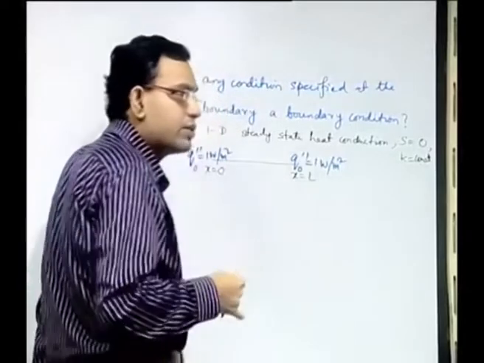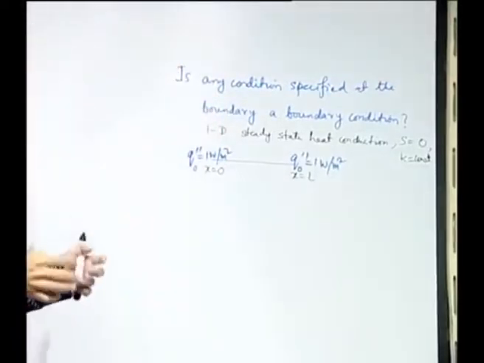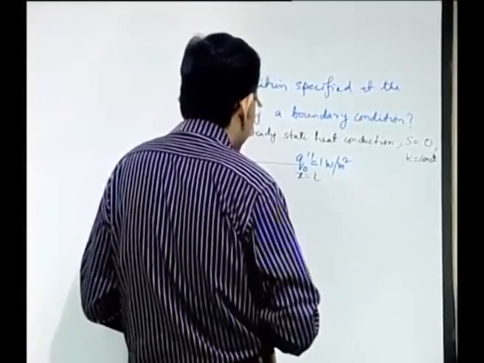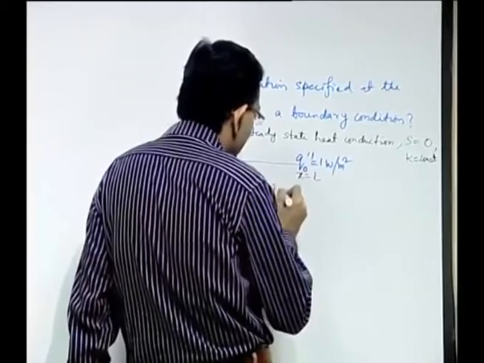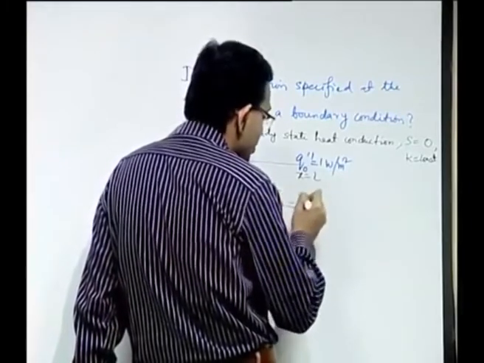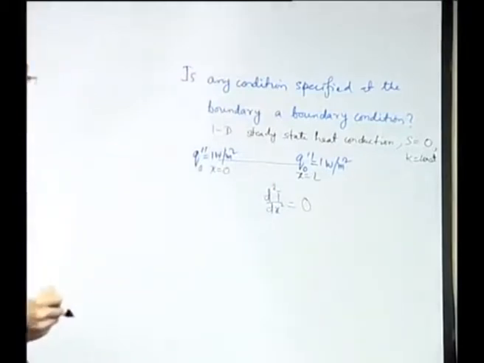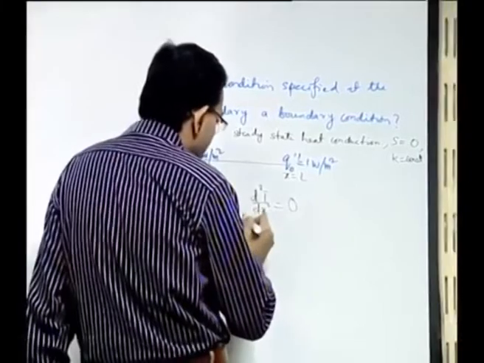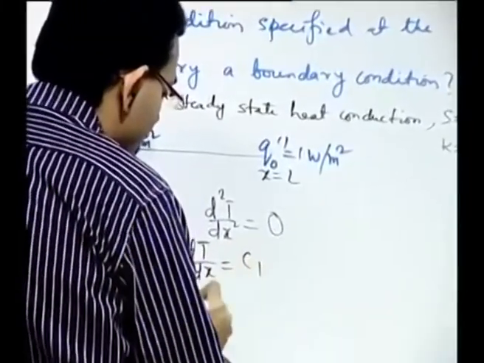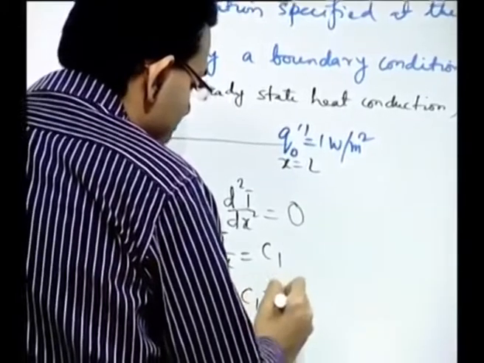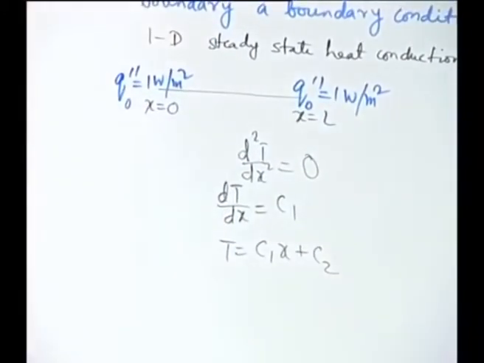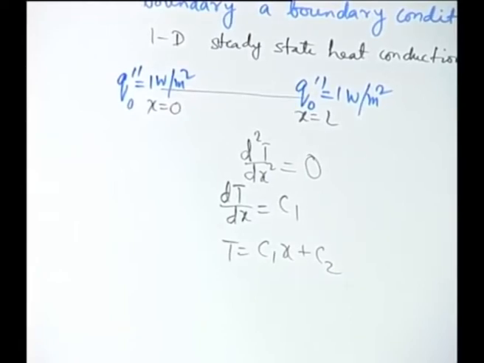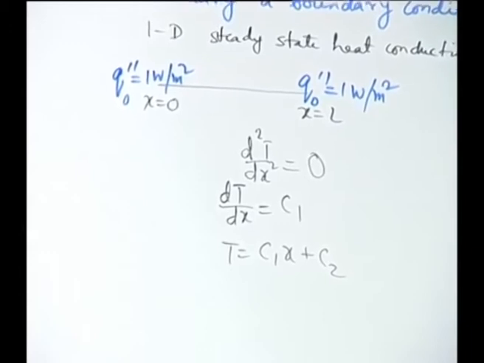Now, let us try to solve this problem. It may appear to be very simple, but let us try to solve it and see how simple it is. So, you have d2T/dx2 is equal to 0, that is the governing differential equation. So, dT/dx is equal to C1, T is equal to C1x plus C2. C1 and C2 are two independent constants of integration which you can find out from the boundary conditions. If you can find them out, then it is fine.